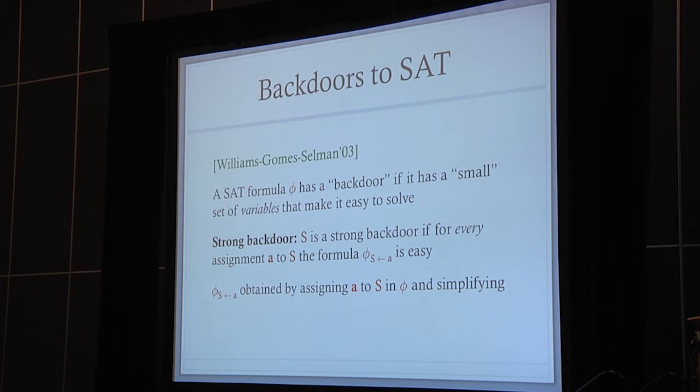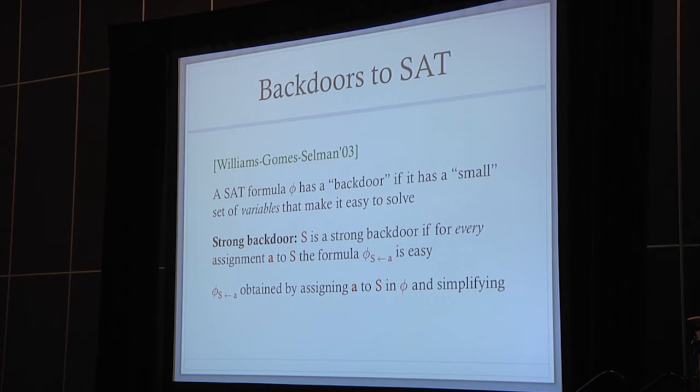Okay? So a SAT formula phi has a backdoor if it has a small set of variables that make it easy to solve. In many of these practical applications, with SAT formulas coming from practice, there is apparently an important set of variables, the critical set, that once you figure them out, then you can solve it. So there are several notions of backdoors. I'm just going to define one notion called strong backdoor. A set S is a strong backdoor if for every assignment to the set S, the formula that results from assigning to that set looks easy.